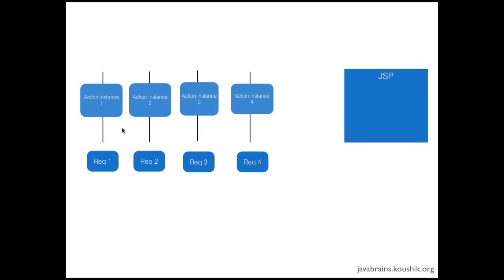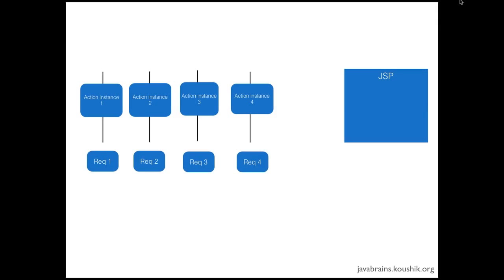So let's say you have 4 different requests. You won't really have 4 threads of the same object. You have 4 different instances of your action class. So whatever action class we've written, we have written the tutorial action, right? So whenever there is a request, there is a new instance of that action that's created. So what are the implications of this?